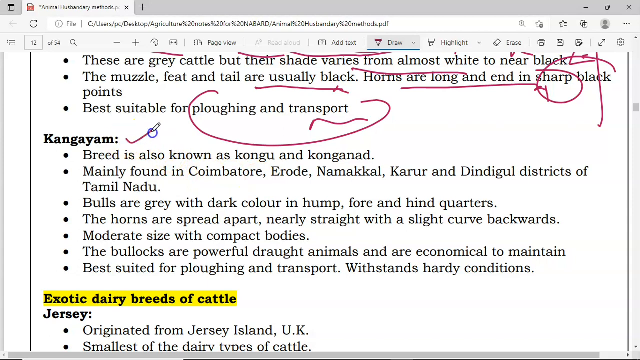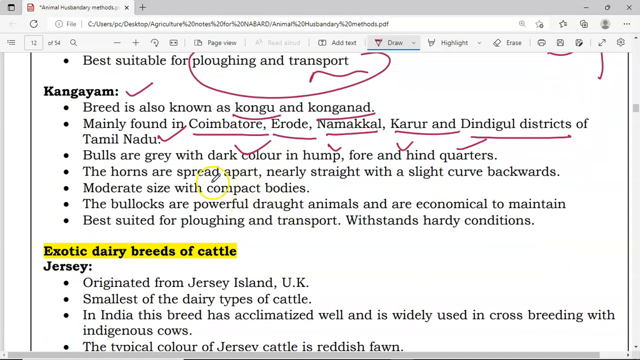This Kangayam is also known as the Kongu and Kongadnath. It is found in Coimbatore, Erode, Namakkal, Karur and Dindigul districts of Tamil Nadu. Bulls are grey with dark color in the hump and fore and hindquarters. The horns are spread apart, nearly straight with a slight curve backwards. They are moderate in size with compact bodies.